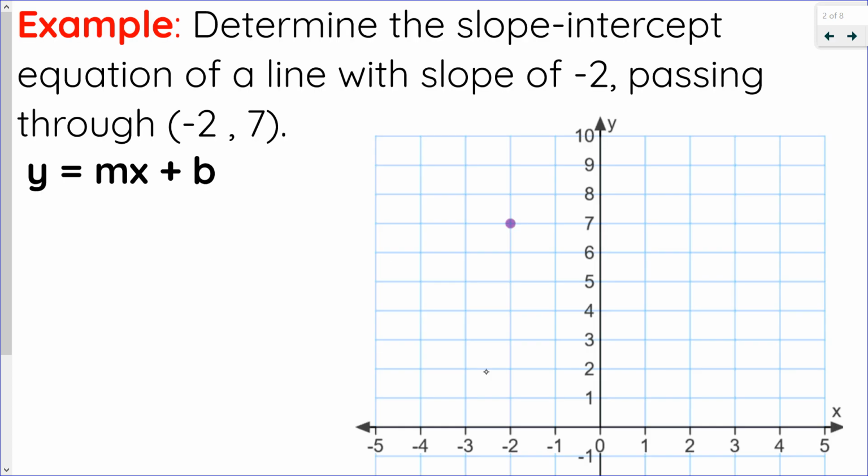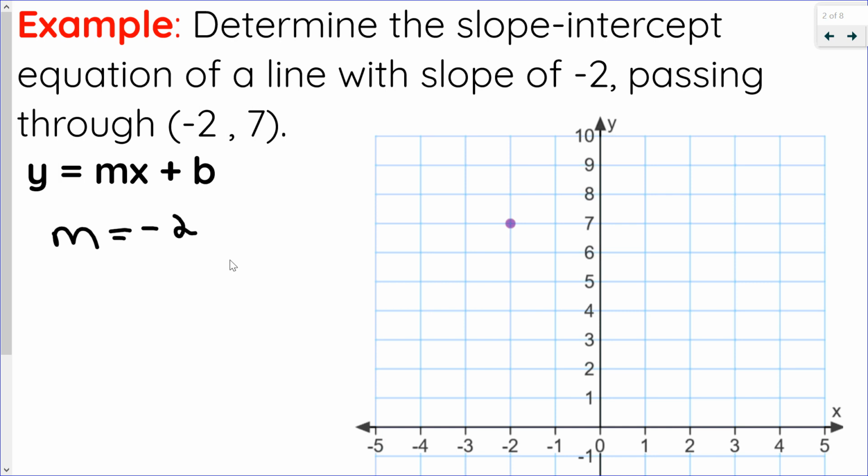So I want to determine the slope-intercept equation of a line with a slope of -2. There we are, m equals -2, and passing through this point, (-2, 7). So I need to come up with the y-intercept. I need to come up with b. So I've graphed my point (-2, 7), and I'm going to use my slope to see if I can come up with what my y-intercept is.